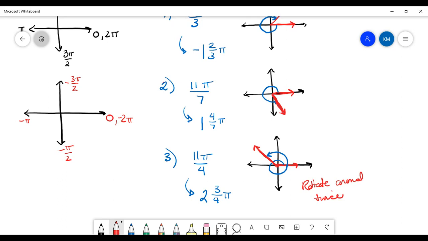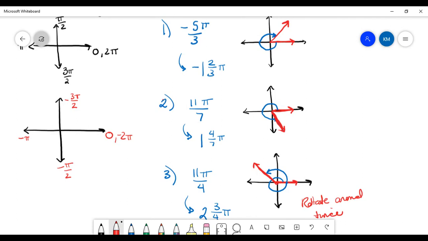Okay, so those are a couple of examples for you, and now you can go forward and start your worksheet on graphing your angles in radians.